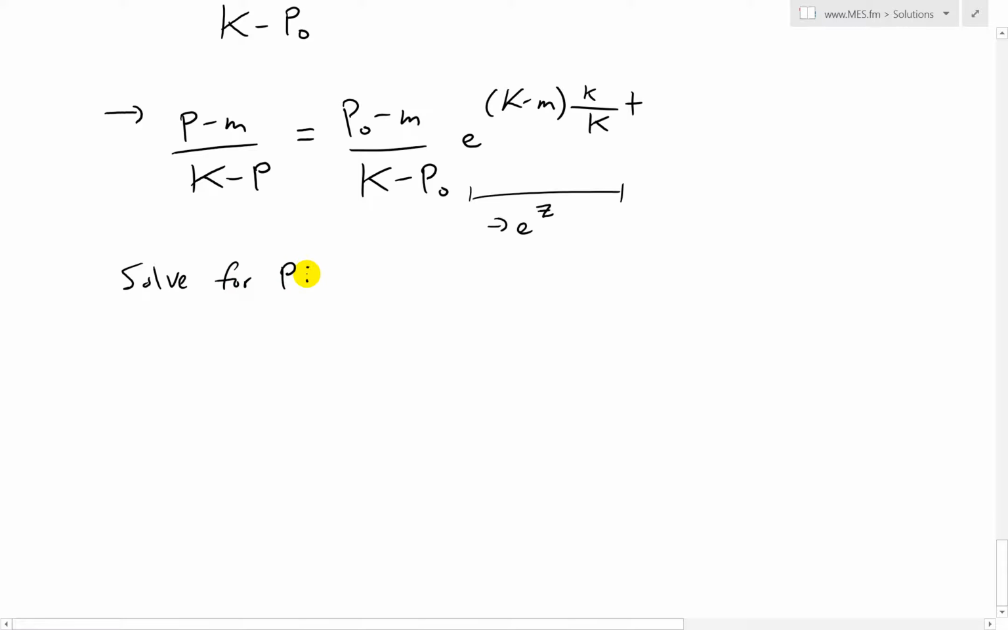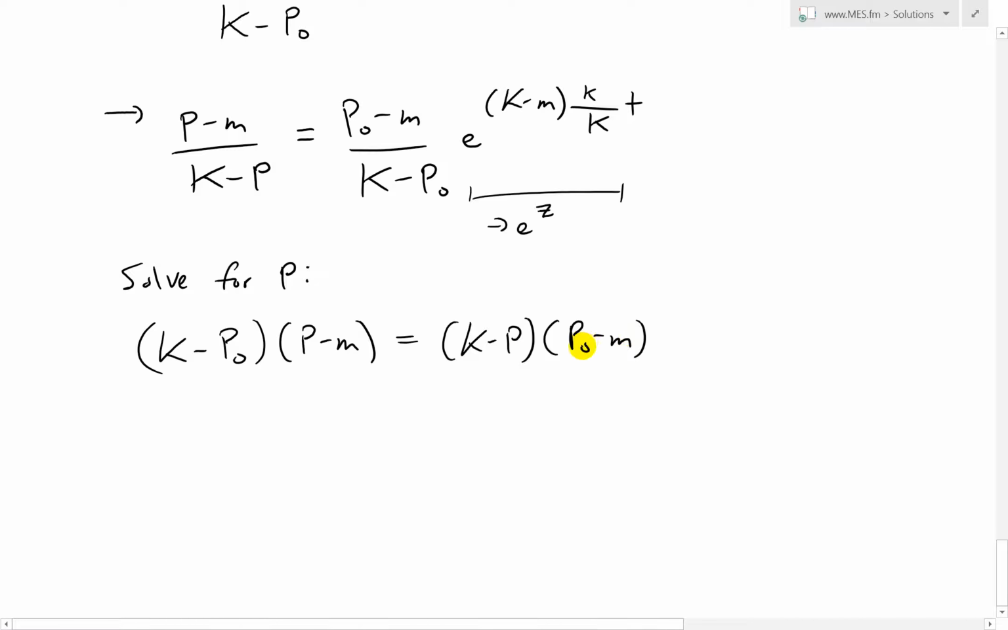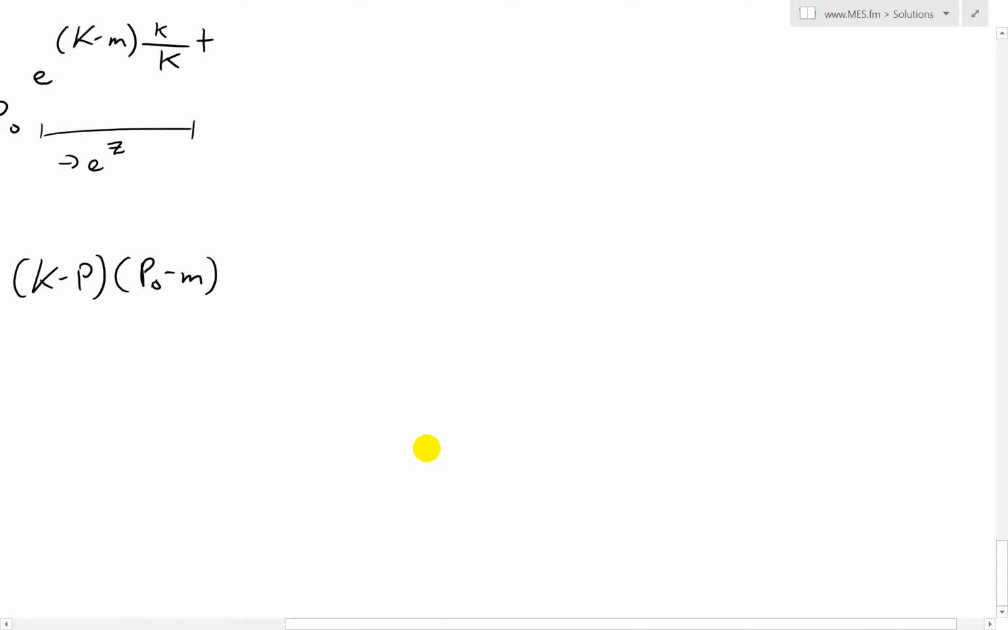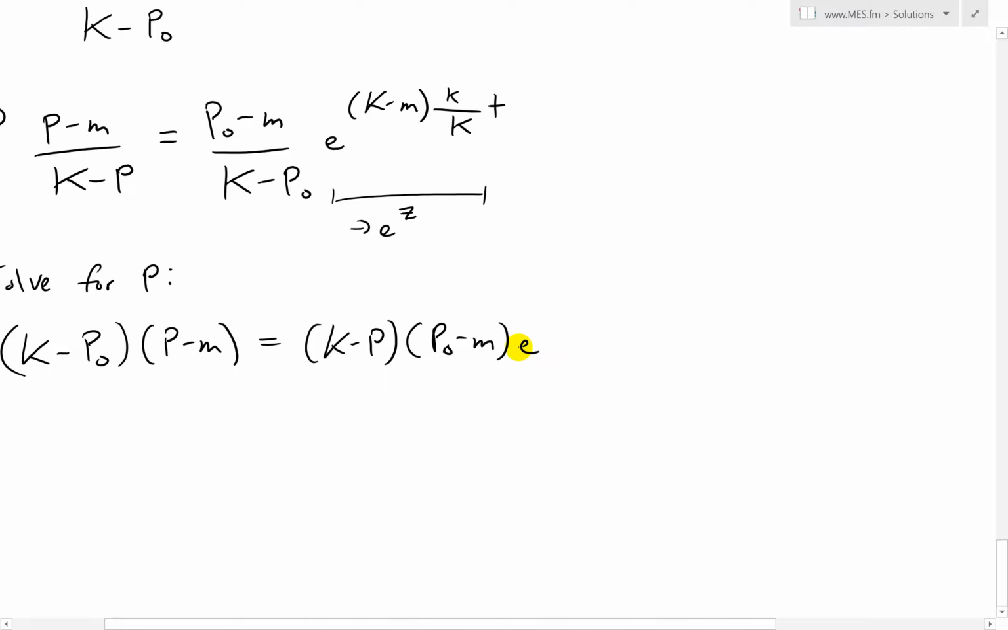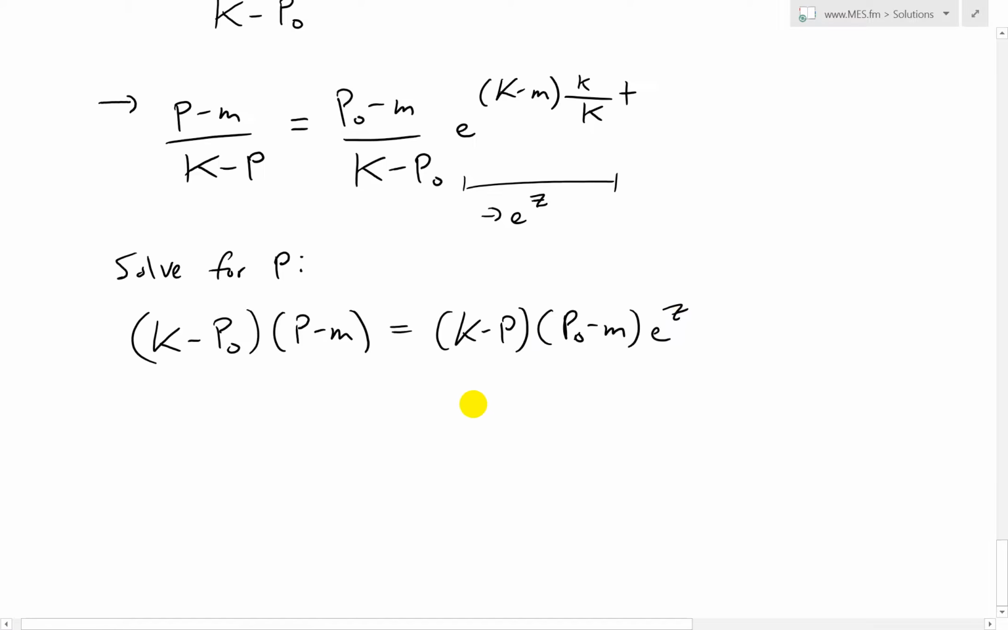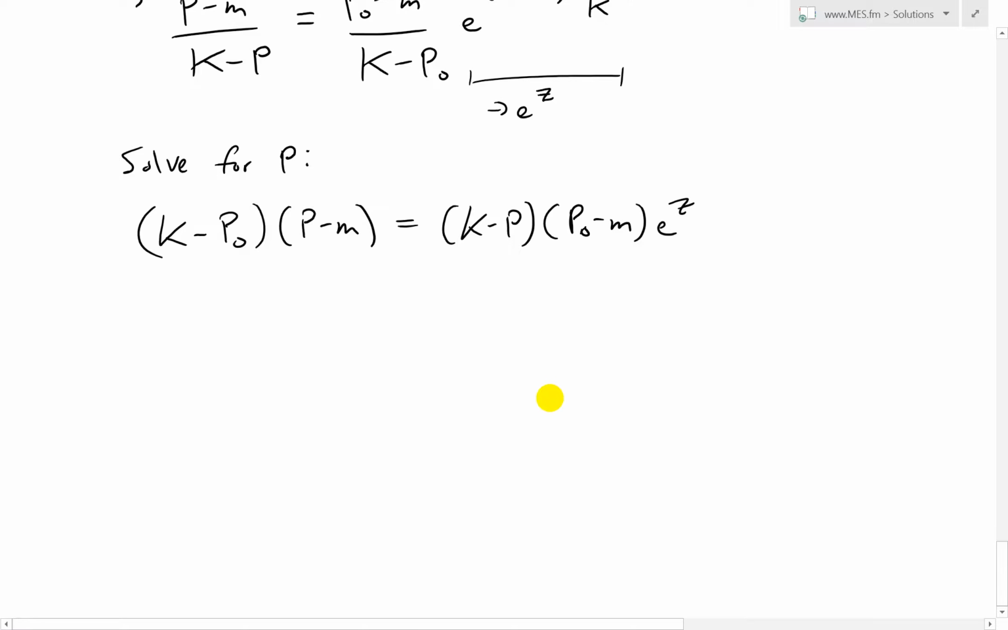So solve for p. First thing, move that over, so we have this capital K − p0, times (p − m), and then this part on the other side equals (K − p)(p0 − m), like that. And then we're going to have it times e to the z, just to simplify it, so instead of writing that down every single time. Now we can expand this further, multiplying inside. Recall the FOIL method, you just expand this.